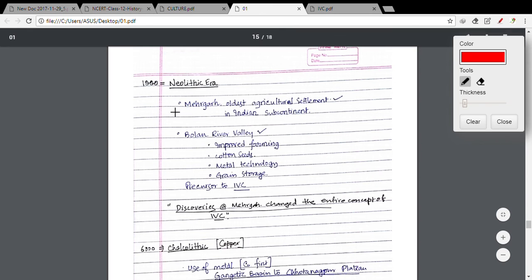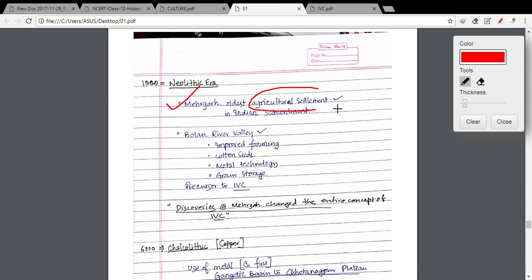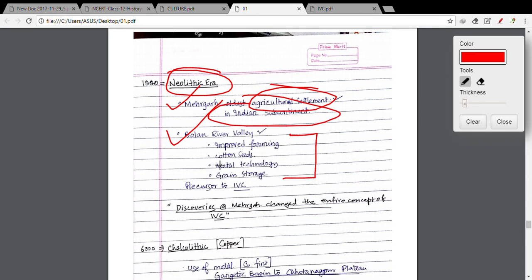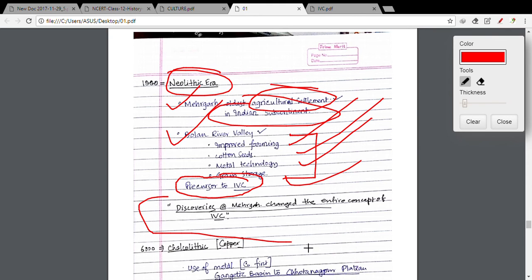Regarding the Neolithic era, Mehrgarh is the oldest agricultural settlement in the Indian subcontinent, which is from the Neolithic era. Also the Bolan Valley, and in this Neolithic era there are certain distinctive features. Improved farming, cotton seeds were found, metal technology improved, and there was grain storage. This is also known as the precursor to IVC. IVC stands for the Indus Valley Civilization. There is an important line: discoveries at Mehrgarh changed the entire concept of the IVC.